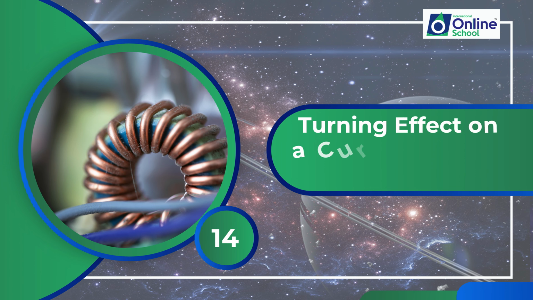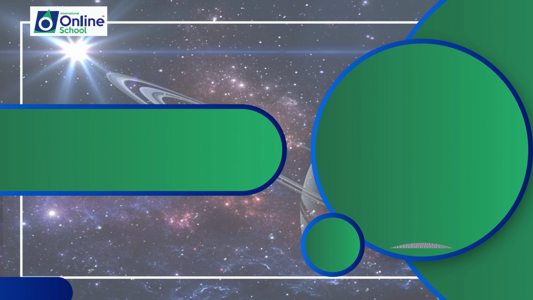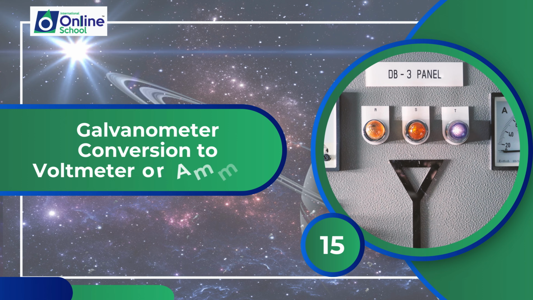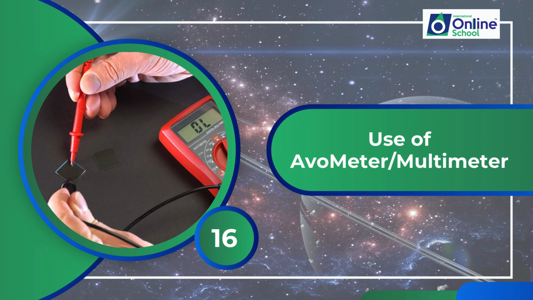You'll predict the turning effect on a current-carrying coil in a magnetic field. This principle is essential for understanding the construction and operation of devices like galvanometers. This lesson explains how to convert a galvanometer into a voltmeter or ammeter with a specified range. Students will learn the modifications required for different measurement purposes. Students will describe the practical use of an avometer or multimeter, both analog and digital. This lesson will cover how to measure various electrical quantities such as voltage, current, and resistance using these devices.